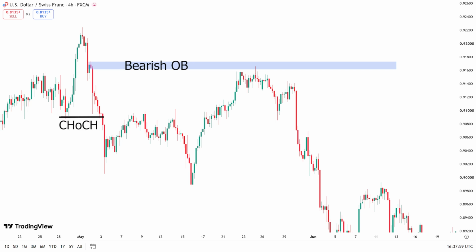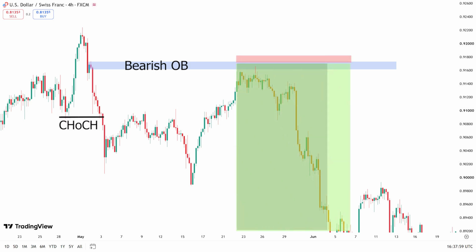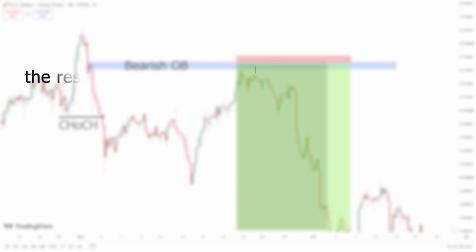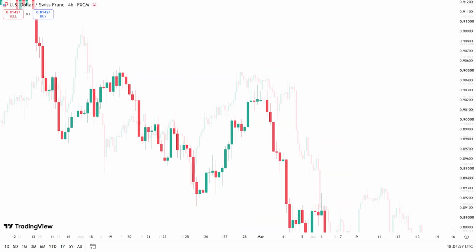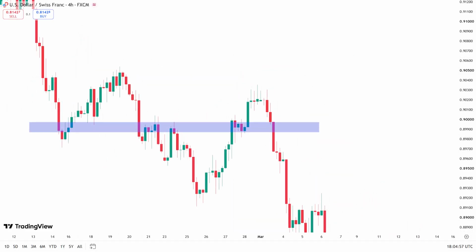That allows you to place a tighter stop loss while targeting larger moves towards significant swing highs, swing lows, or major liquidity pools. The result is a much more favorable risk-to-reward profile. Now, here's the important part. Not every flip zone deserves your attention.